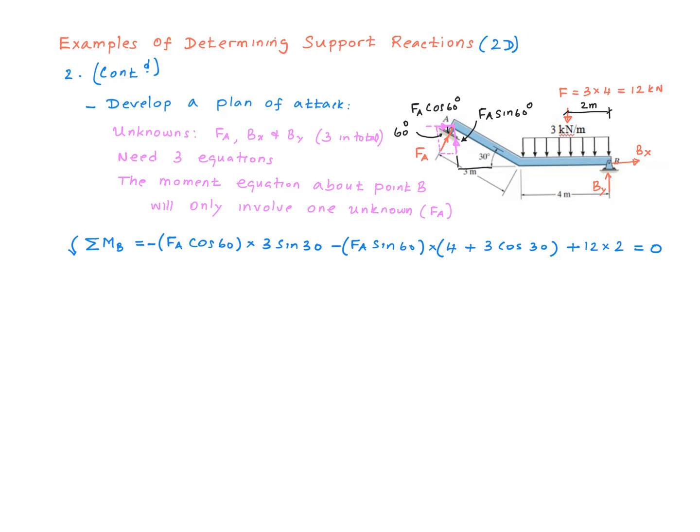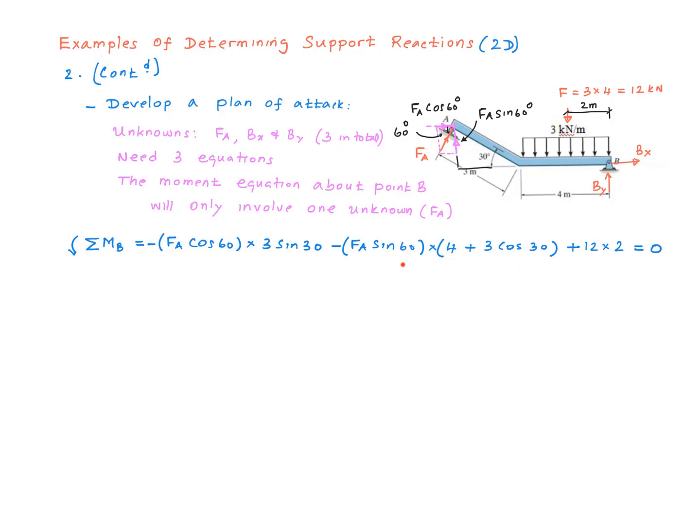So how did I figure that out? Well, here's the line of action, right? And the perpendicular distance will be this, which is exactly equal to this, which is 3 sine 30. And you can see this force is going to spin this point in the clockwise direction, and therefore I have a negative sign in front of that.